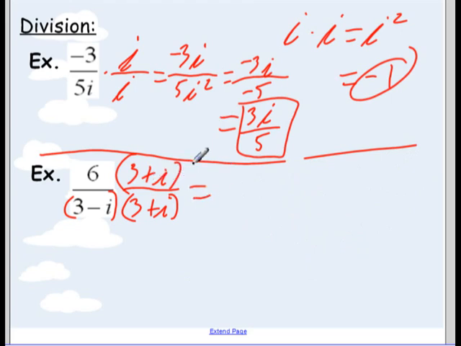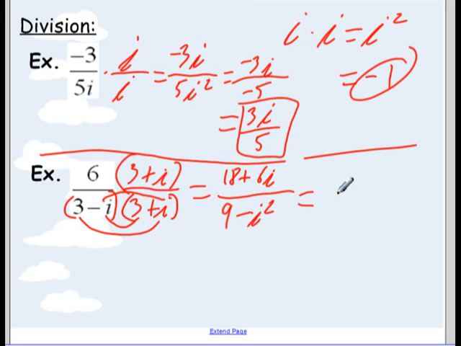So on the top, we get 6 times 3 is 18. 6 times i is 6i. On the bottom, though, something fun happens. We get the 3 times 3, which is 9. The outer and the inner are going to cancel out. We're going to have a plus 3i and a minus 3i. They cancel out, so those i's go away. And then the last, the -i times the positive i, that's a minus i squared. But you can do something with that.